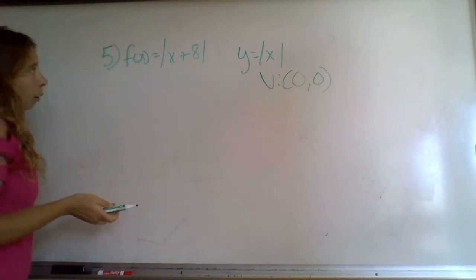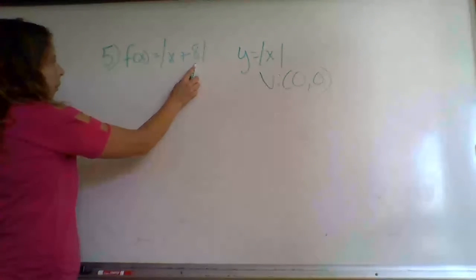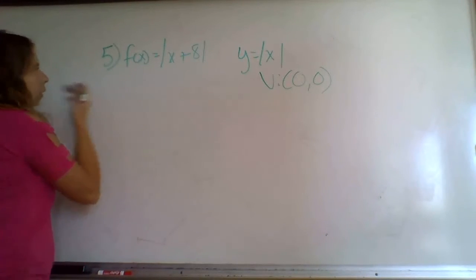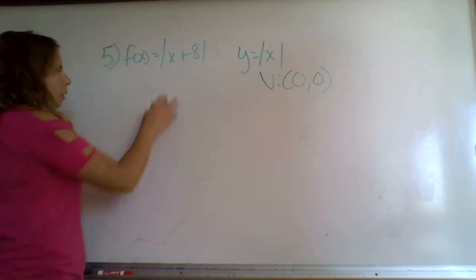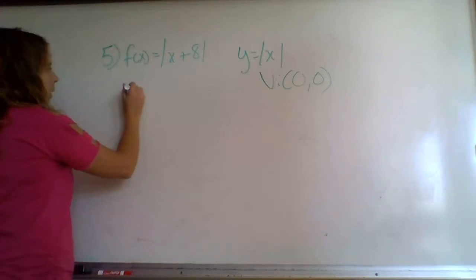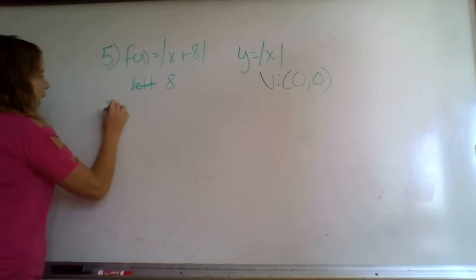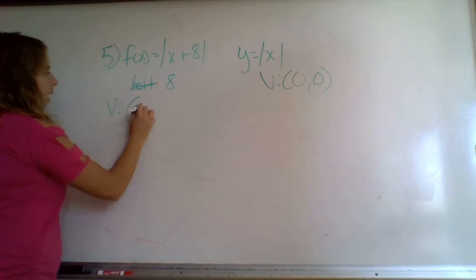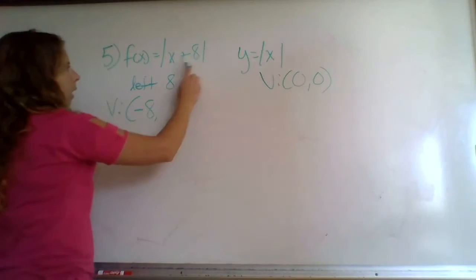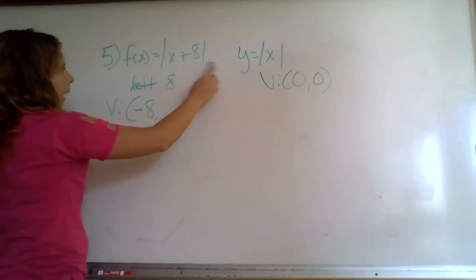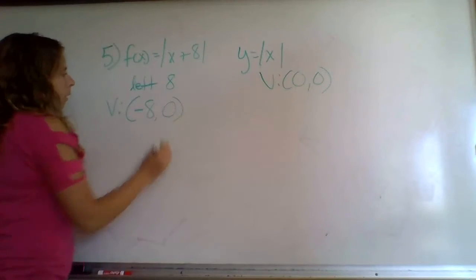So here we go. If it is inside with the 8, that means we're moving either left or right. So just like with the parabola, it's the opposite of what you see. So it's a positive 8, which means we move to the left 8. So our new vertex is negative 8, and that's the only difference between this and this, the 8. Other than that, they're the same. So we don't move up or down at all. So that's your new vertex.